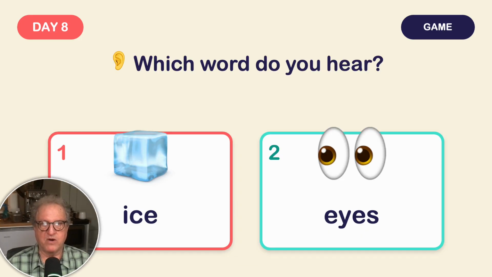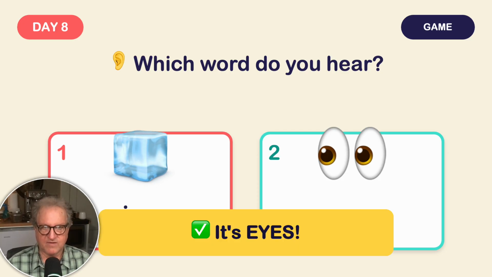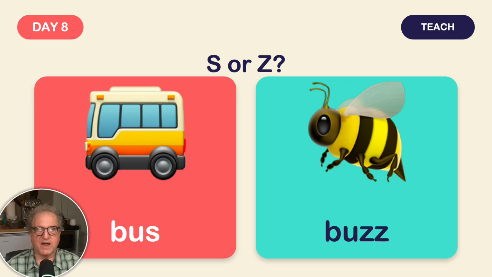Okay, here we go. I'm going to say one word. You tell me, is it number 1 or number 2? Here's the word. Are you ready? Eyes. It's number 2. Eyes. Yay. Applause. Yes, it's eyes. Okay, here's another one.